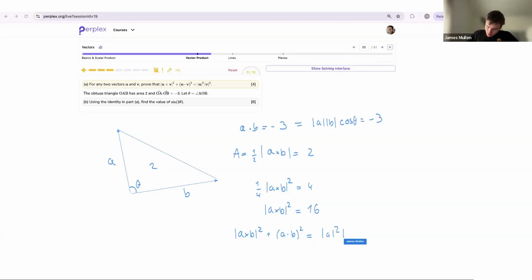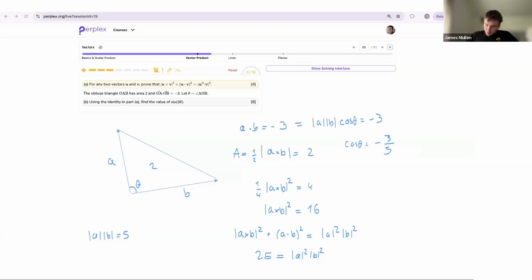Now I know that this is 16, and I know that A dot B is -3, so this is 9. So this is going to be 25, equal to A squared B squared. That tells me that the product of the magnitudes |A||B| is just equal to 5, if I square root both sides. Now I can go back to this formula and say that cos of theta is going to be -3 over 5, because this is equal to 5.